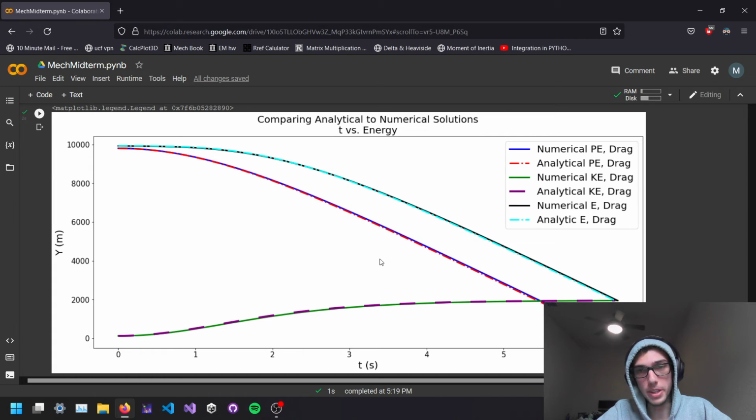And everything makes sense. Potential energy is 0 at the end of the trajectory, which we would expect because it's on the ground. Our kinetic energy is equal to our total energy, which we would expect since we haven't really accounted for the energy loss to drag. That's not in our equation really. So we expect all the mechanical energy to be kinetic energy.